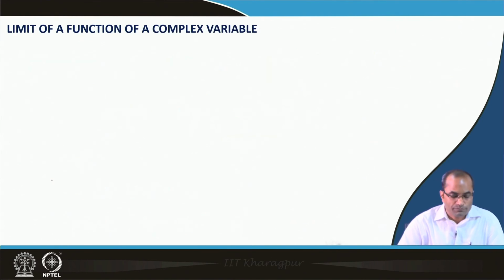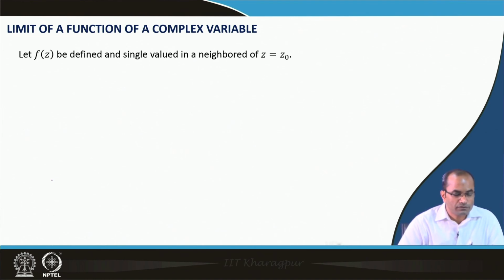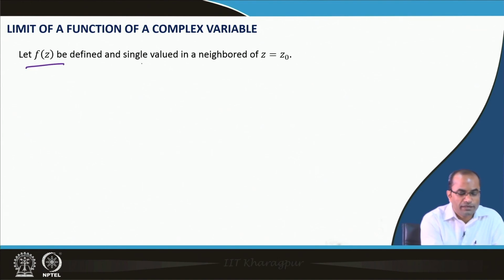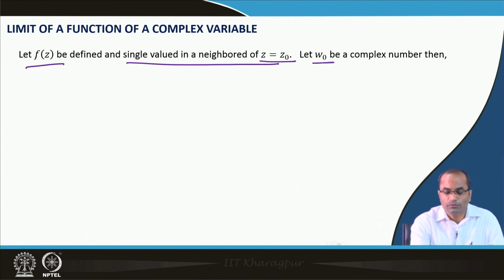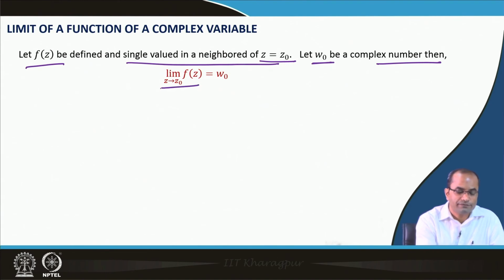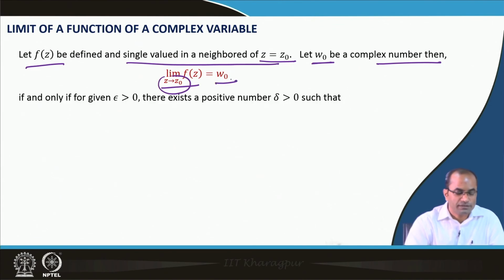So we can always write a given function in the u plus i v form, or in the compact z square form. Okay, coming to the limit of a function of a complex variable. f of z is defined and single valued in the neighborhood of z equals z0. So the function is defined in the neighborhood of the point z0, and we can talk about the limit now. Let w0 be a complex number such that the limit of f of z as z approaches the point z0 gives the complex number w naught. What does that mean?